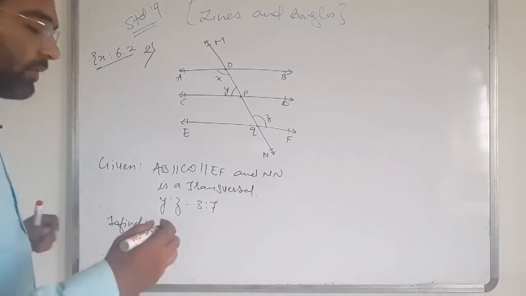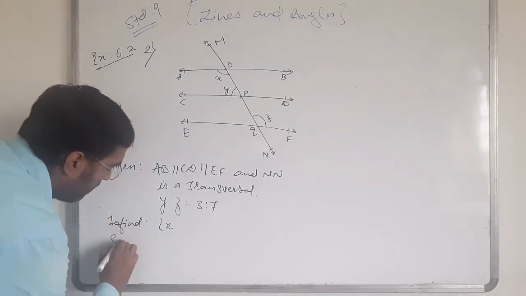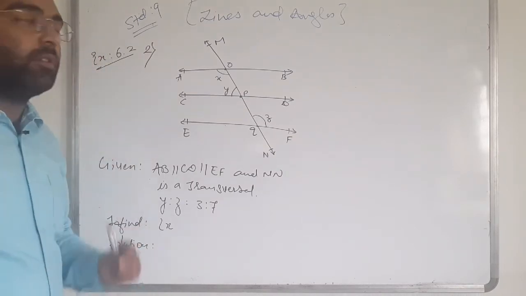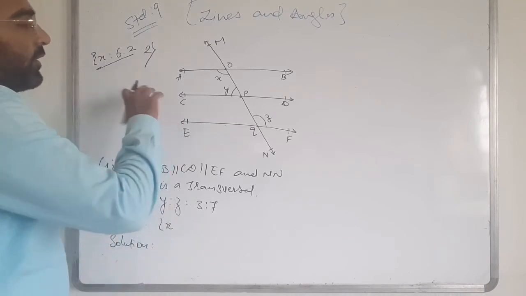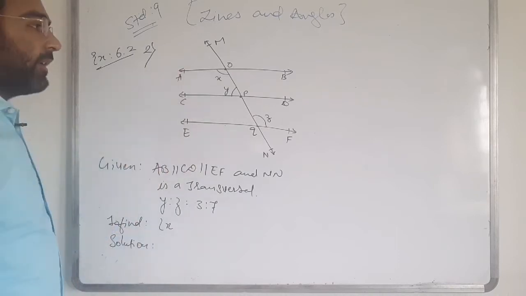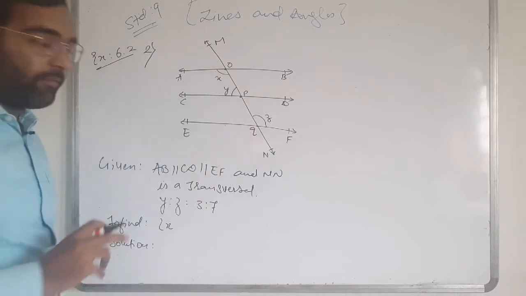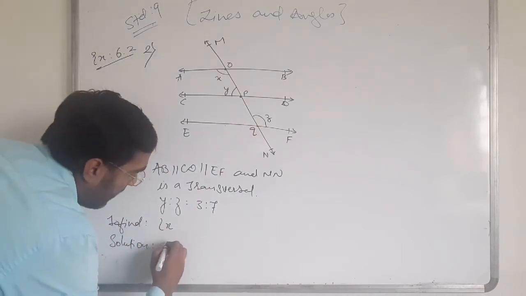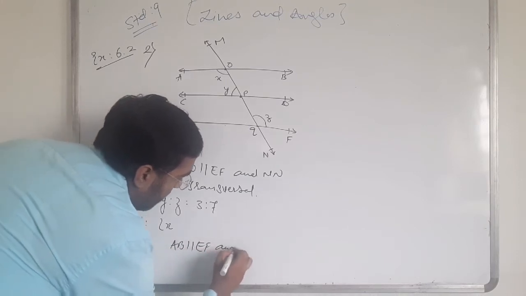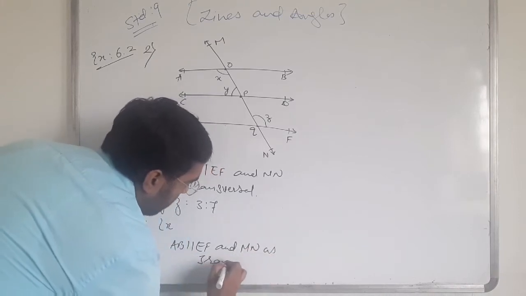Now we have to solve it, so for that we write the solution. First, AB is parallel to CD and CD is parallel to EF. All three lines are parallel to each other. Now first I'll take AB parallel to EF, only one pair of the parallel lines, and we take MN as the transversal.